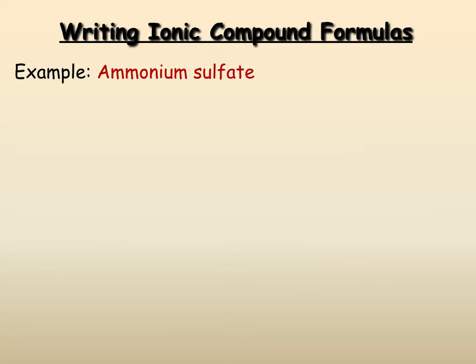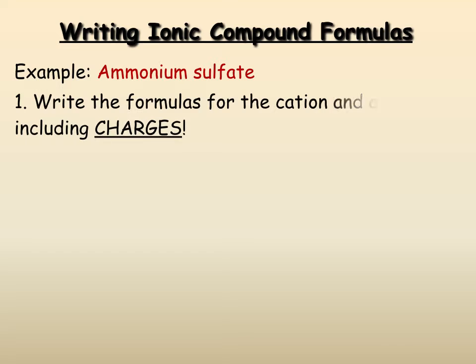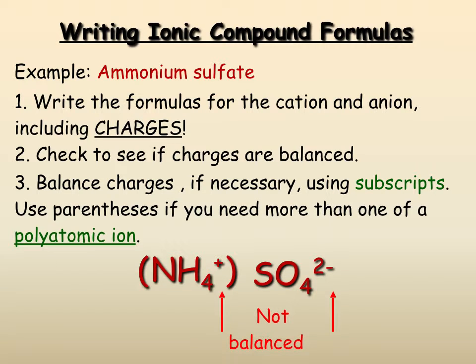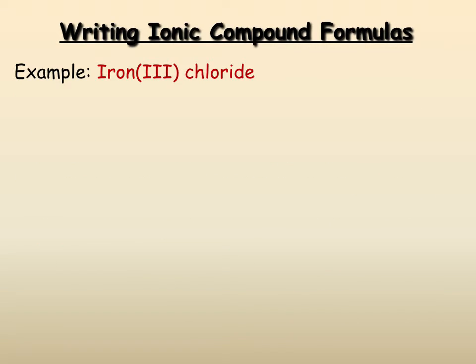Okay, let's try another. Ammonium sulfate. Don't hesitate to pause it and try and write this one yourself. So we're going to write the formulas for the cation and the anion. There's our ammonium. There's our sulfate. We're going to check to see if the charges are balanced. I probably wouldn't give the example if they were. So we're going to use parentheses and balance.